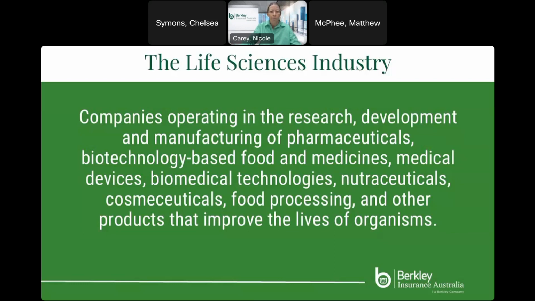So as you can see from there, the life sciences industry is very broad. It's companies that are operating in the research, development and manufacturing of pharmaceuticals, biotech-based foods and medicines, medical devices, biomedical technologies, nutraceuticals, cosmeceuticals, food processing, and other products that improve the lives of organisms.